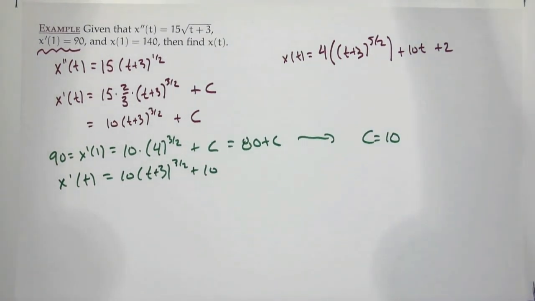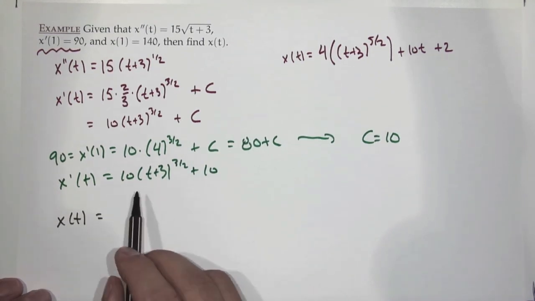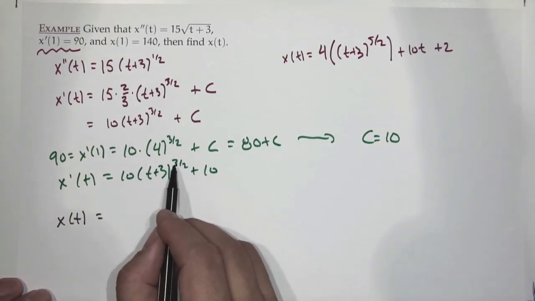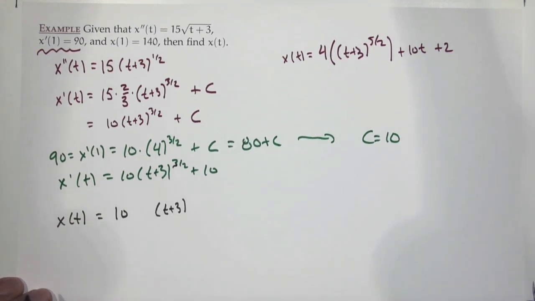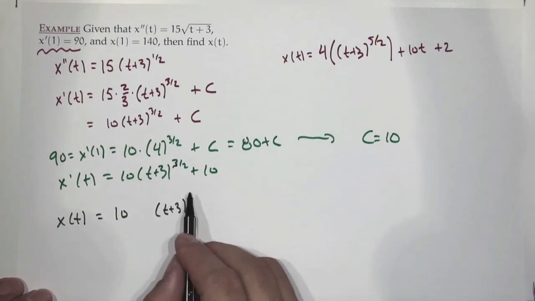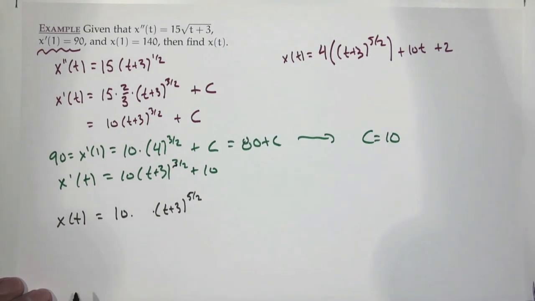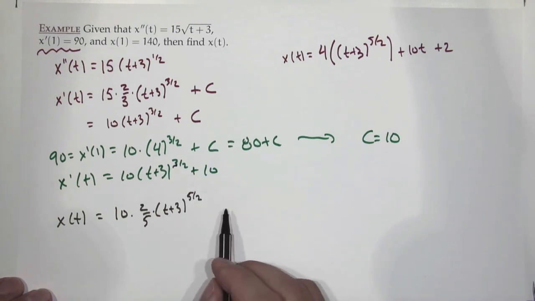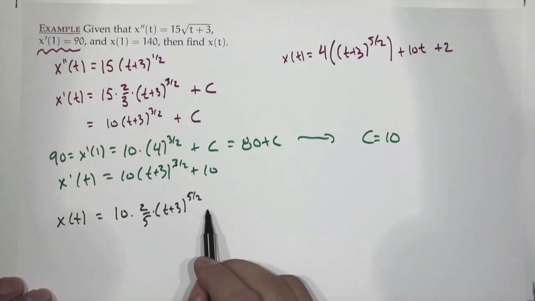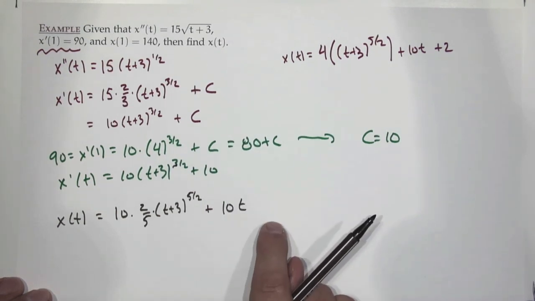Okay, we go into round 2. Round 2 being solving the next antiderivative. x of t. What's the integral of 10 times t plus 3 to the 3 halves? Well, 10, t plus 3 to what power now? 5 halves. You can always look up there: what did they say? Oh, yeah, it's 5 halves. Okay. What do we need to multiply by? 2 fifths. And then, okay, I need to integrate 10, which is 10t. And then we need to add a constant.